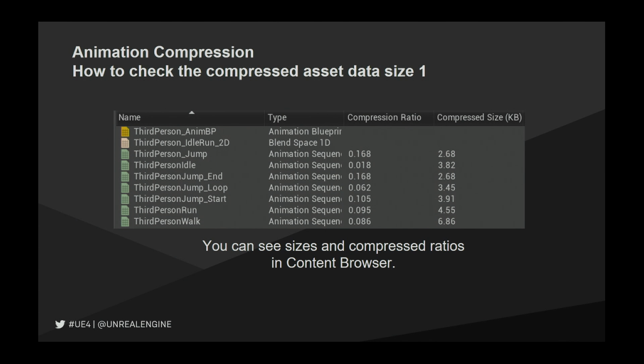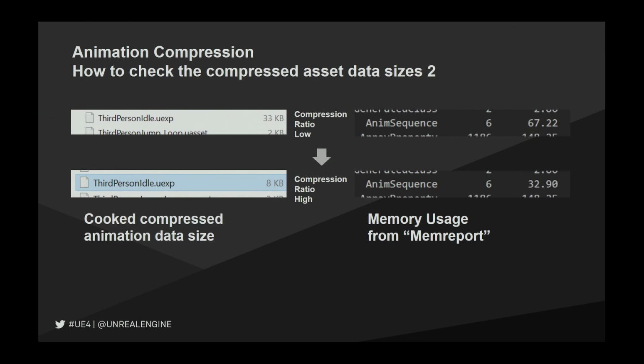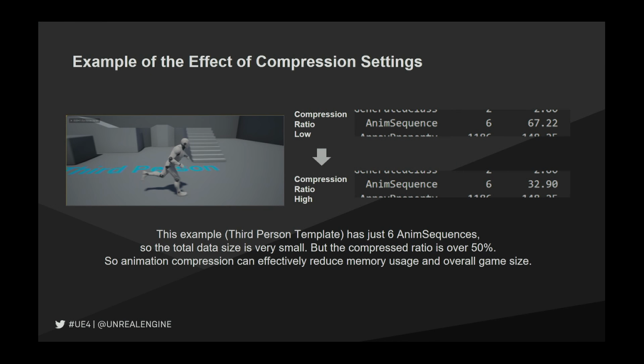The compressed ratio and size is shown in the content browser, but I'd also recommend looking at the actual size of the cooked asset on disk and confirming the size in memory with memreport. You can see in the third-person template, just by changing the compression settings from low to high, that actually reduced the amount of animation data by 50%. So it's definitely an area to focus on in terms of optimizing load times, memory usage, and overall game size.